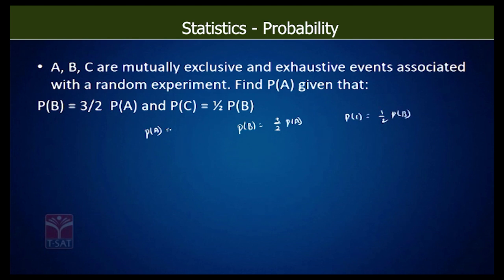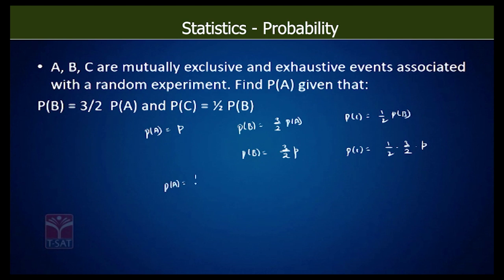Now let us consider P of A as small p. Now P of B will become what? 3 by 2 times small p. And what does P of C become? Half into P of B, which is 3 by 2 times small p.